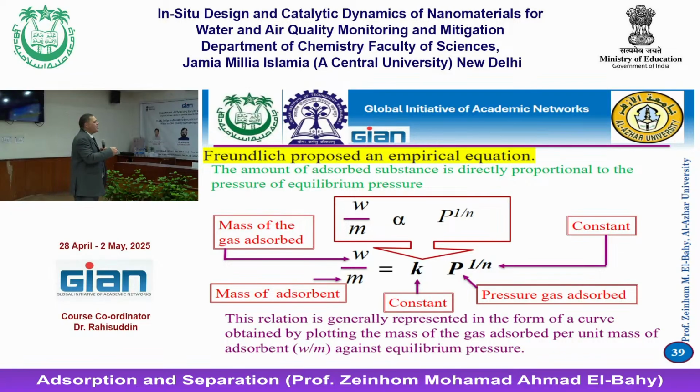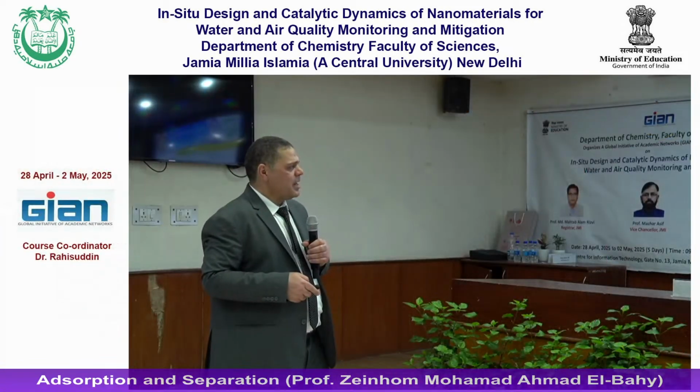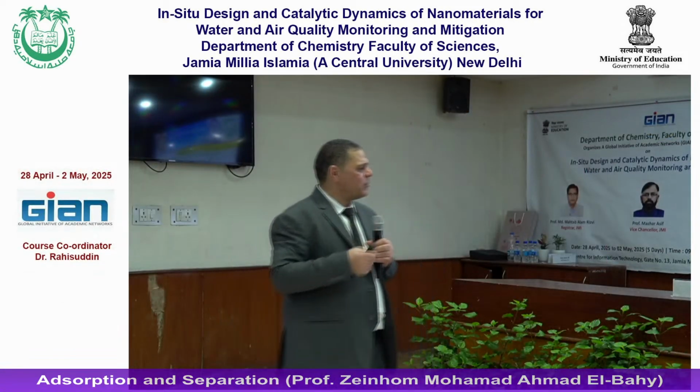K is a constant, of course, a proportionality constant. P is the pressure of the gas absorbed, and N is a constant. N is a very important constant because once you know N, there is a kind of category, N has some values, and it determines the nature of the surface. W is the mass of gas absorbed, and M is the absorbent mass. This is the Freundlich equation. Of course, I will show you an example of the Freundlich equation.